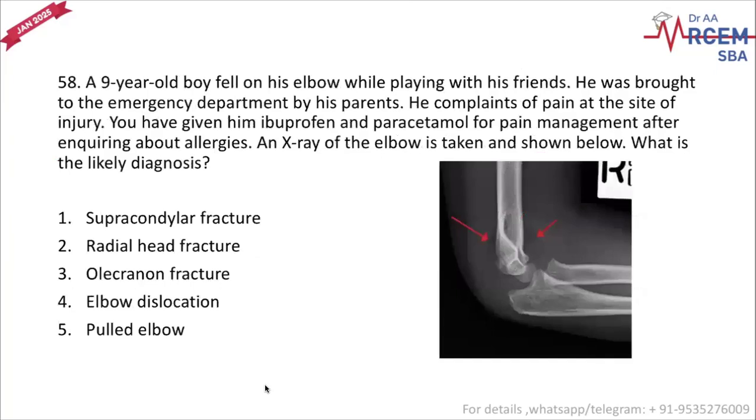A 9 year old boy has fallen on his elbow while playing with his friend. He has been brought to the emergency department. He has complaints of pain at the site of the injury. Ibuprofen and paracetamol have been given. X-ray is shown below. What is the likely diagnosis, they are asking here?